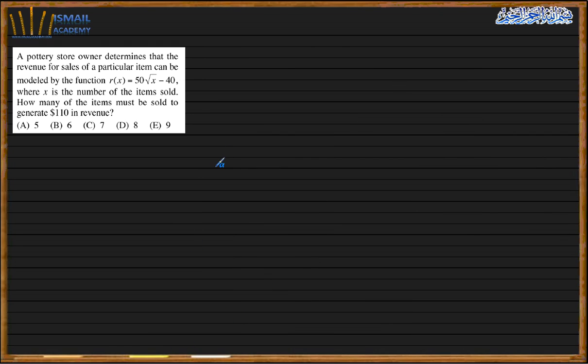Alright, so next question. A pottery store owner determined that the revenue for sales of a particular item can be modeled by the function r. So my revenue is 50 square root of x minus 40, where x is the number of items sold. How many of the item must be sold to generate 110 revenue? That means I need to write down the revenue is 110, and I sold x.